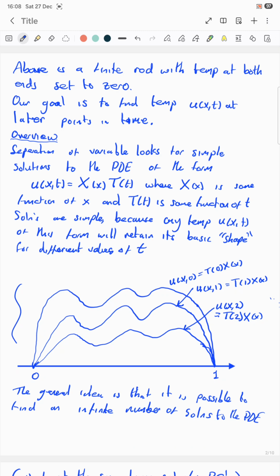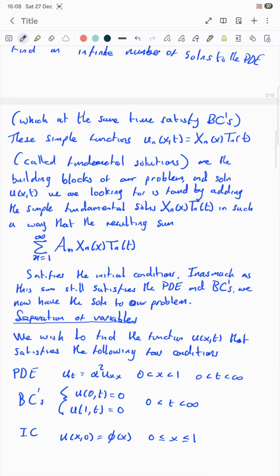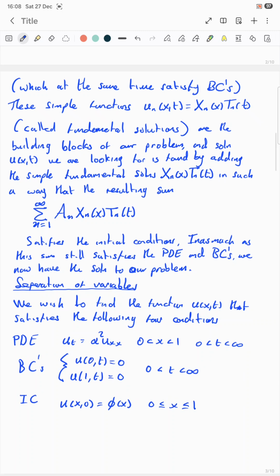The general idea is that it is possible to find an infinite number of solutions to the partial differential equation, which at the same time satisfy the boundary conditions. These simple functions, u_n of x, t equals X_n of x times T_n of t, are called the fundamental solutions and are the building blocks of our problem.